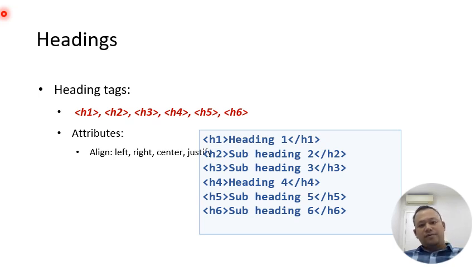In HTML, heading tags also come with attributes such as align: left, right, center, and justify. Use headings based on their semantic meaning, not just for visual styling. For instance, avoid using a larger heading just to make text bigger. Use the appropriate heading level to represent the actual importance of the content.